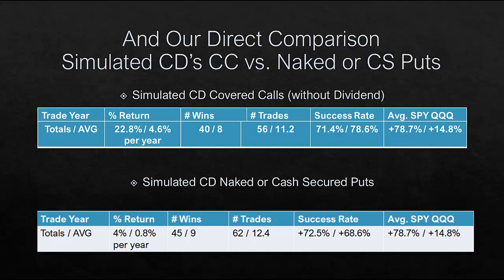A total of 45 wins over the 5 years in 62 trades for about a 72.5% success rate for our cash secured puts simulated CD parity, compared to 40 wins out of 56 trades for the simulated CD covered calls, which came out to be about 71.4%. So they're both pretty close in that case.